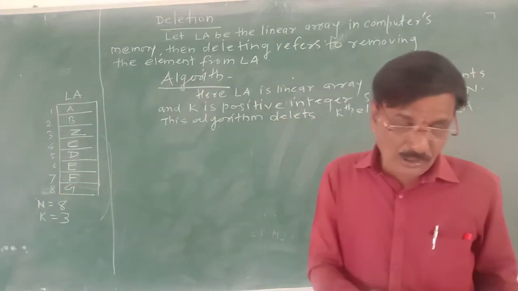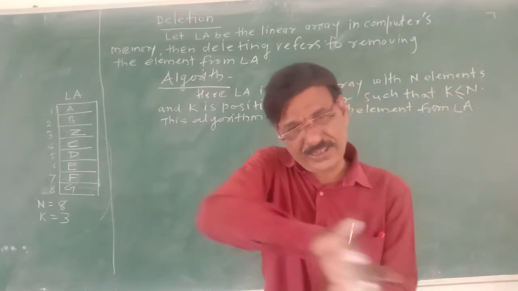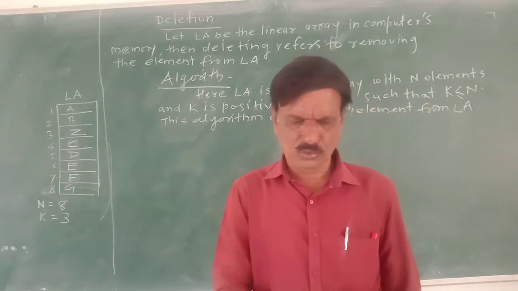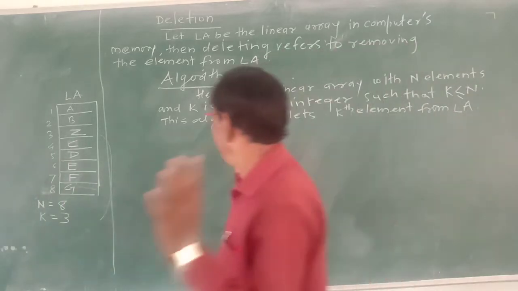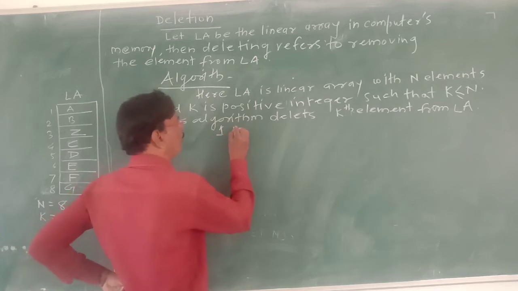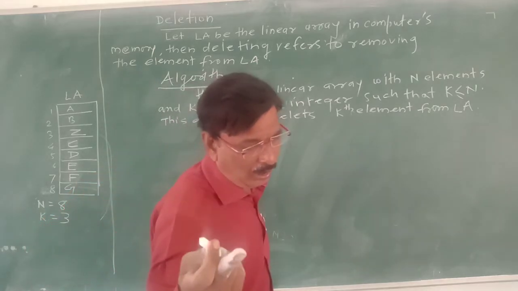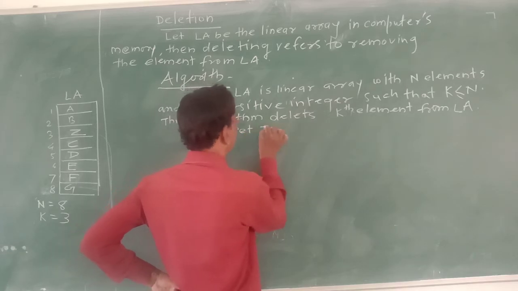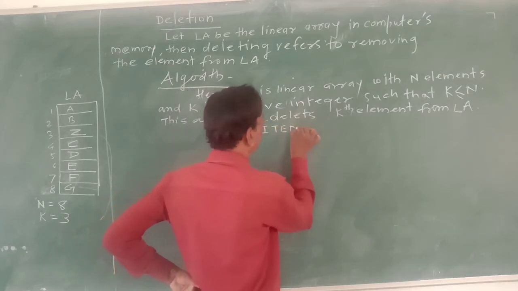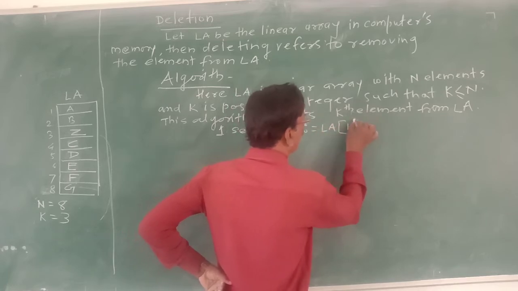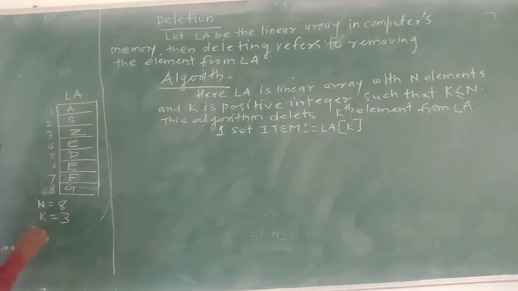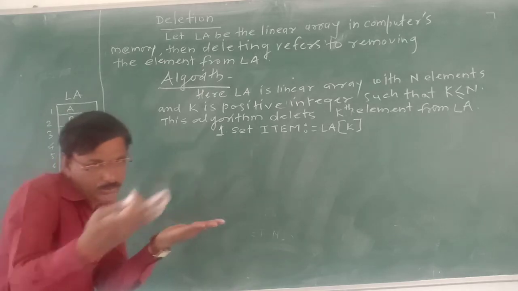Now what we will do, first of all we will set aside the deleting item. How to set aside? Set item is equal to LA[k]. So here item is equal to LA 3, that is Z. So we have made the copy. We have set aside.